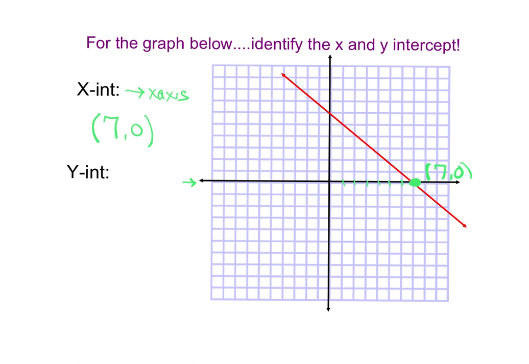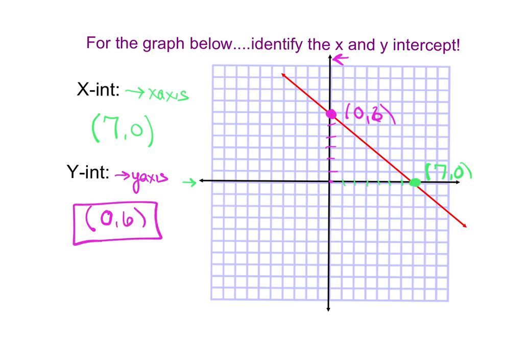Now, my y-intercept is going to be where I cross the y-axis. So again, I need to make sure I take a look at the y-axis, and that's this vertical number line here. My x-coordinate, where I cross the y-axis, doesn't move left or right, so it's 0, and my y-coordinate is 1, 2, 3, 4, 5, 6. So here, my x-coordinate is 0, y-coordinate is 6.